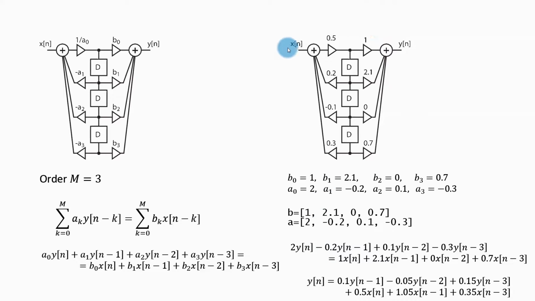First, when I have this schematic, how do I read those coefficients? First, feed-forward coefficients. Those are very easy. This is B0, this is B1, this is B2, this is B3. Now those feedback coefficients. This is actually 1 over A0. So A0 is 2. This is actually minus A1. So A1 is minus 0.2. This is minus A2. So A2 is plus 0.2. And this is minus A3. So A3 is minus 0.3. This is where I have written that down.